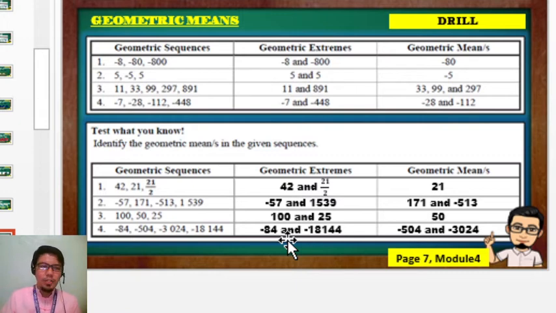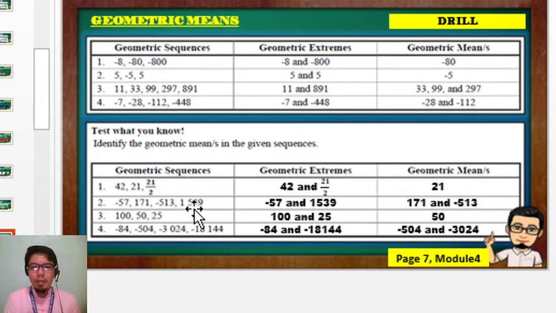What are the geometric means and the geometric extremes? Identify the geometric means and the geometric extremes of the sequence 42, 21, and 21 over 2. Okay, so the geometric extremes are 42 and 21 over 2, while the geometric mean is 21. So here there's only one geometric mean because there are only 3 terms.